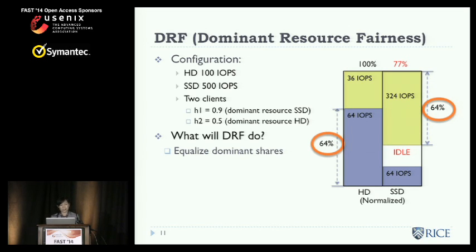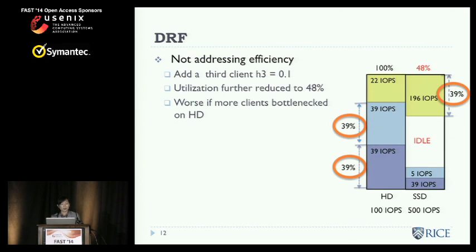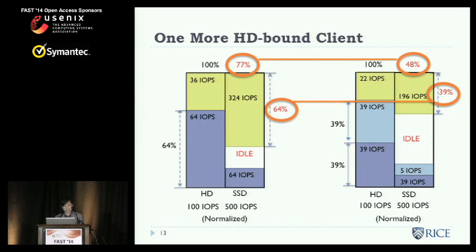So is DRF sufficient? The answer is no, because DRF does not explicitly address the efficiency problem. For example, if there's a third client with hit ratio 0.1, of course the dominant resource is HD, then each of them will get 39% of their dominant resource. In this case, the SSD utilization is only 48%. Actually, it will be worse if more clients are bottlenecked on HD.